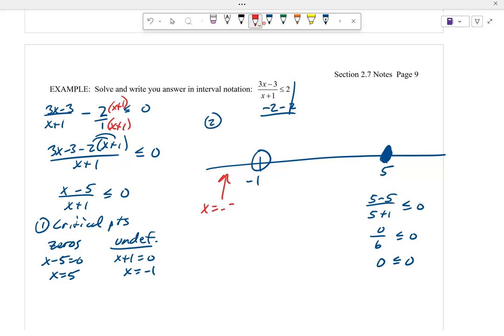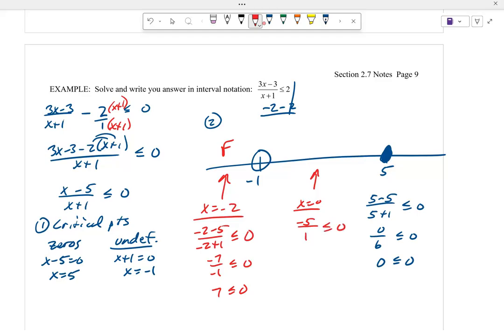So negative 2. Let's throw it in. Negative 2 minus 5 over negative 2 plus 1 is negative 7 over negative 1. Is 7 less than or equal to 0? No, it is not. Something between negative 1 and 5. How about 0? 0 minus 5 over 0 plus 1 is negative 5, less than or equal to 0. Yes, it is.